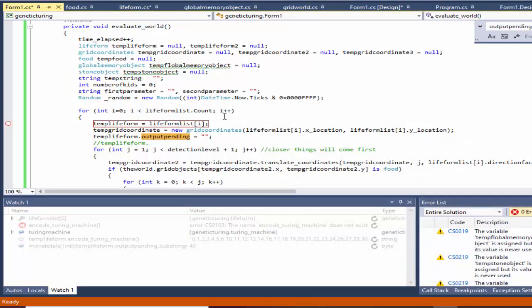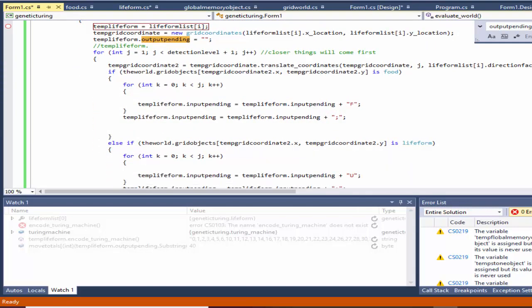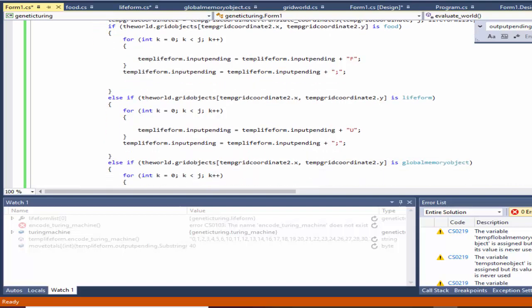I had a feeling that this was going to be like this. So what I do is I store the organisms in a list, and I also have the grid point to them. Then when I need to evaluate the world, I just go through the whole list of life forms, and then figure out their input, send it into them, and get their output.